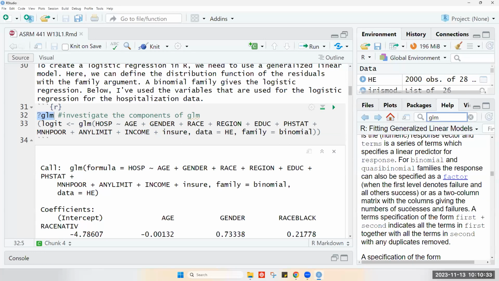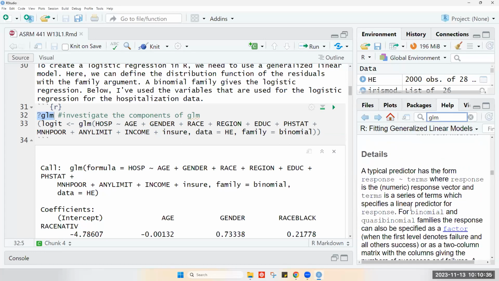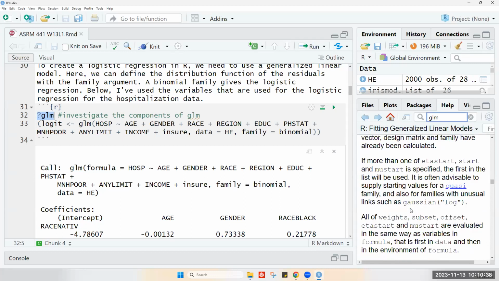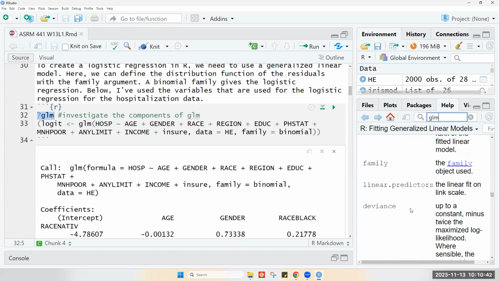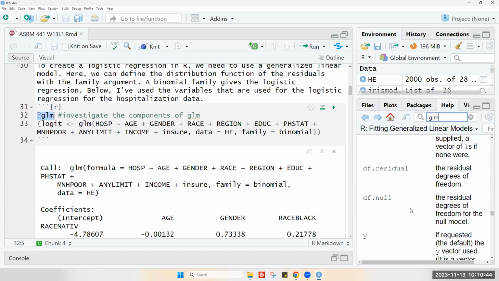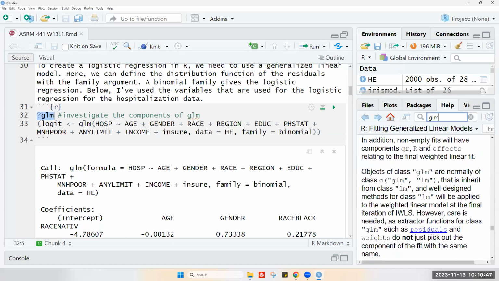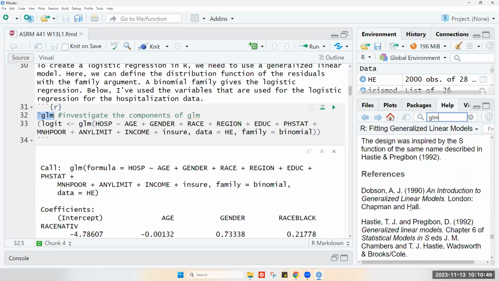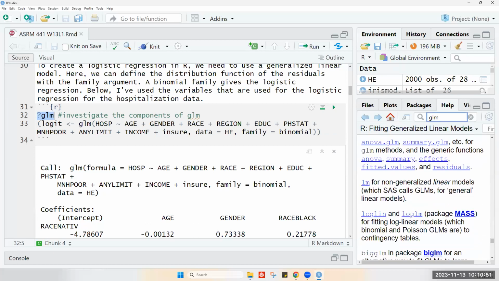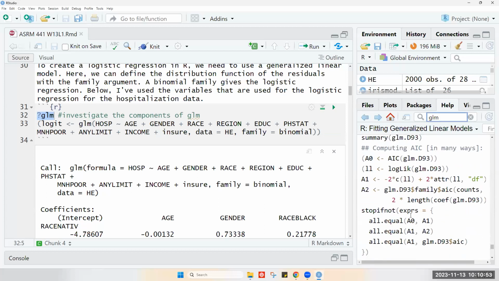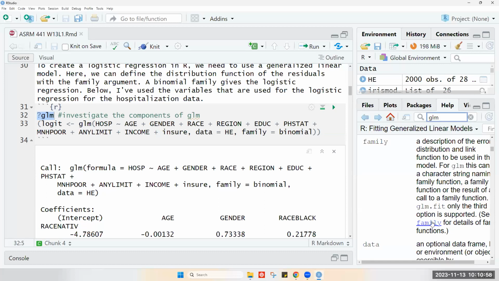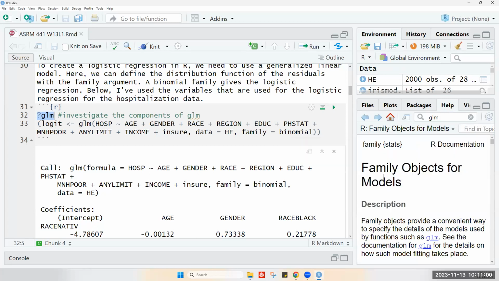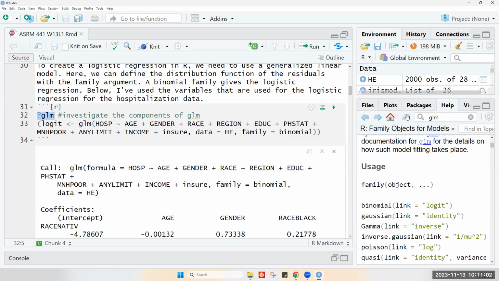And so the family can be from a bunch of different options. I'm trying to find where it says. If you click on the family part, it'll tell you what all the different options for families are.